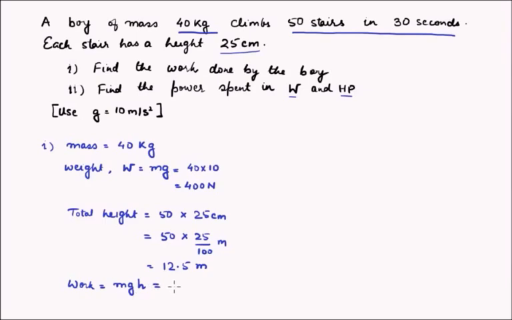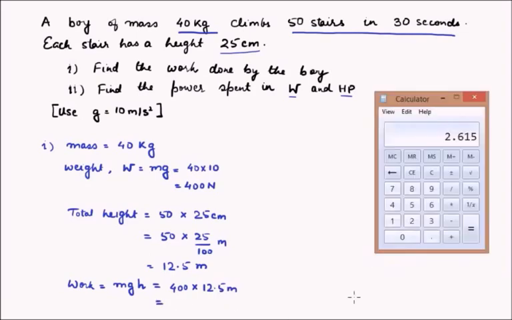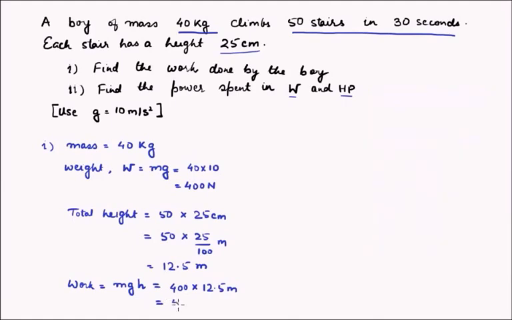Now mg, as we know, is 400, and height is 12.5 meter, and that would give us 400 into 12.5, 5,000 joule. This is the amount of work done by the boy. The first part, we have got it.